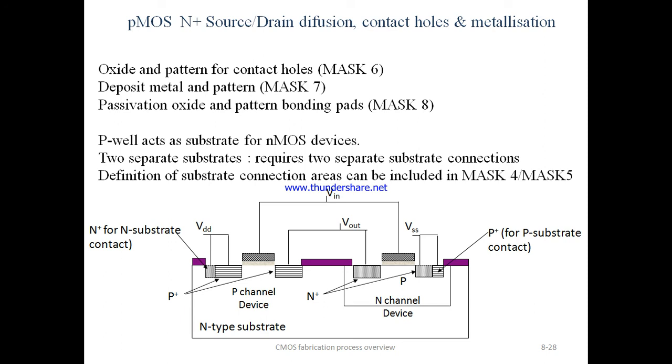Oxide and pattern for contact holes by using mask 6. Next one is to deposit metal and pattern by using mask 7. And passivation oxide and pattern bonding pads by using mask 8 layer. P-well acts as a substrate for the NMOS device. To separate substrates, it requires two separate substrate connections. Definitions of substrate connection areas can be included in mask 4 and mask 5.